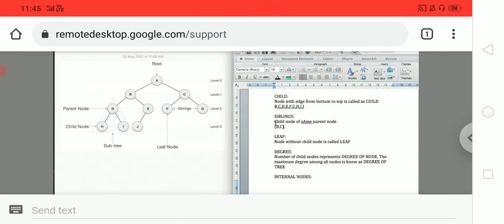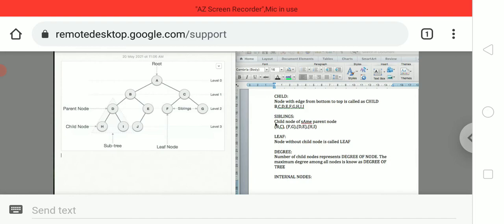So BC is sibling, FG is sibling, D, E is sibling, H, I is sibling, and for J there is no other child node, so it does not belong to sibling.